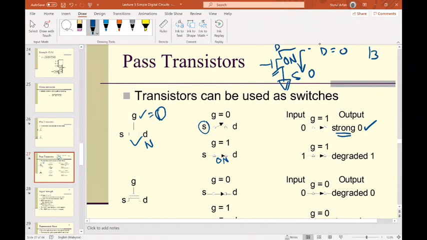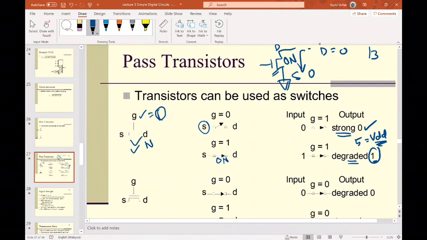If it passes a 1, it will be a degraded 1, not exactly 1. If you have a VDD value of, let's say, 5, it will not exactly give you a 5 if you use the NMOS as your pass transistor to pass VDD.